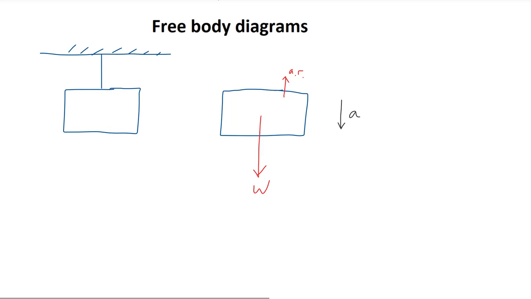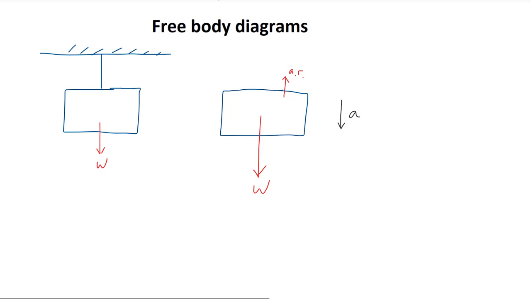What are the forces on this object? Well, again, this object has mass and it is in a gravitational field as it is on the Earth, therefore it has some weight. That weight, as always, points towards the center of the Earth, points towards the ground, and we give it a label capital W.